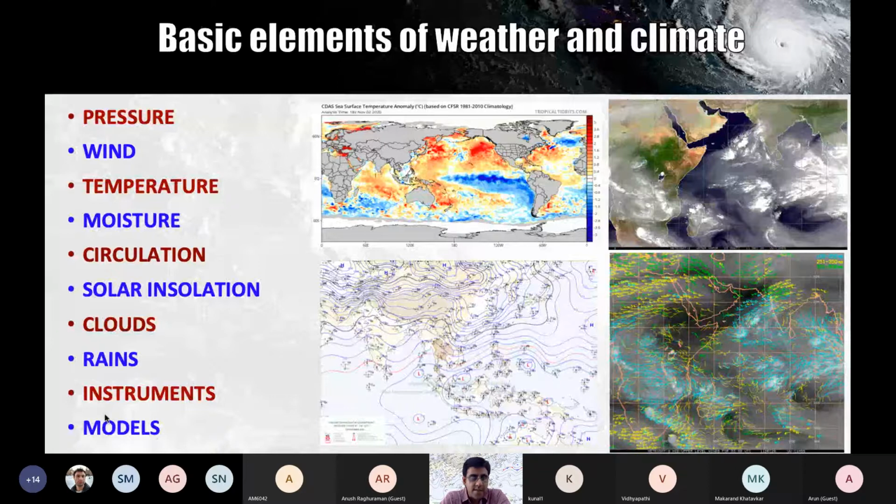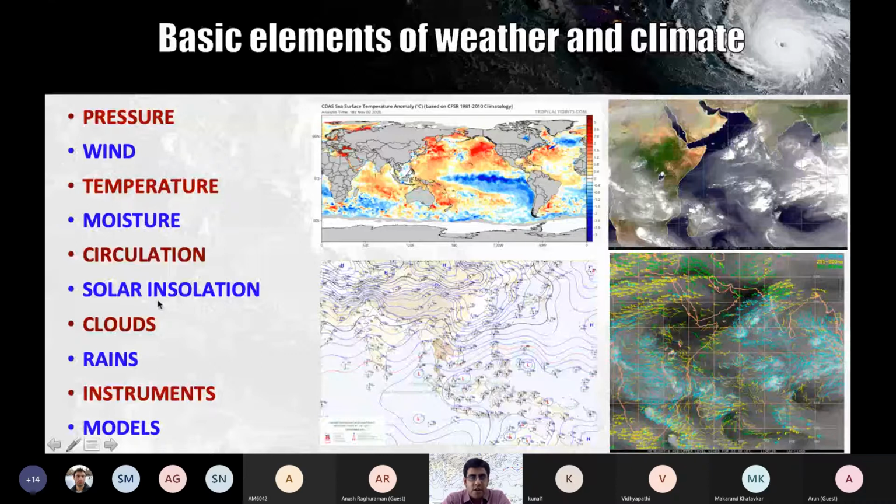All these, the first 6 parameters that I have mentioned, are the intrinsic parameters, in the sense that they are the ones that control the weather. And then the next 4, clouds, rain, instruments, and models, are the extrinsic parameters, which actually are the outcome. So clouds are an outcome of how pressure, wind, temperature, moisture, and solar insolation behave. Once clouds form, then you have rain. Then you have instruments to measure the top 6 parameters that I have mentioned: pressure, wind, and all those things. And models are also used for forecasting these basic elements of weather, which are the top 6 parameters. These 6 are the basic elements.